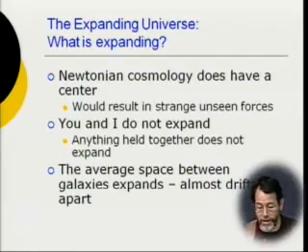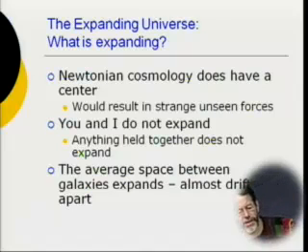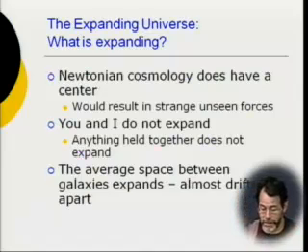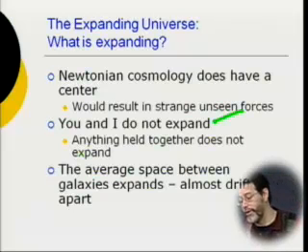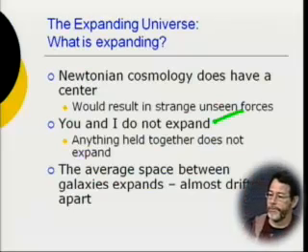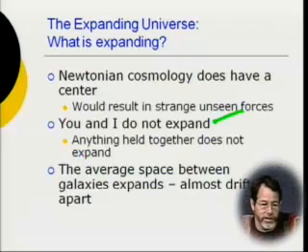Okay, so as I said before, Newtonian cosmology does have a center. But that would result in strange unseen forces to us now if Newtonian cosmology was completely correct. And also Newtonian cosmology would have to have some adaptation to Einsteinian principles because we know the speed of light is not infinite. Another thing is that you and I are not expanding. A misnomer is that, well, if the universe is expanding, then maybe I'm getting taller. And this applies not just to children. Maybe this desk is getting bigger. Maybe the Earth is getting bigger. And the answer to that is no.